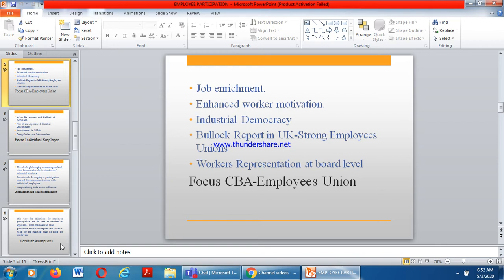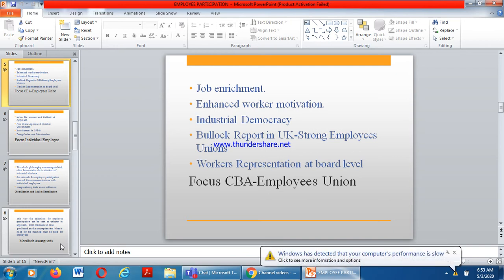There are different ways in which employees can be engaged in participation, so that all the workers participate. The first thing is job enrichment. You enrich their job, make their job challenging, make their workplace smart, make their workplace a nice place where employees have trust in each other, they are helping each other, and the top management and the lower management.